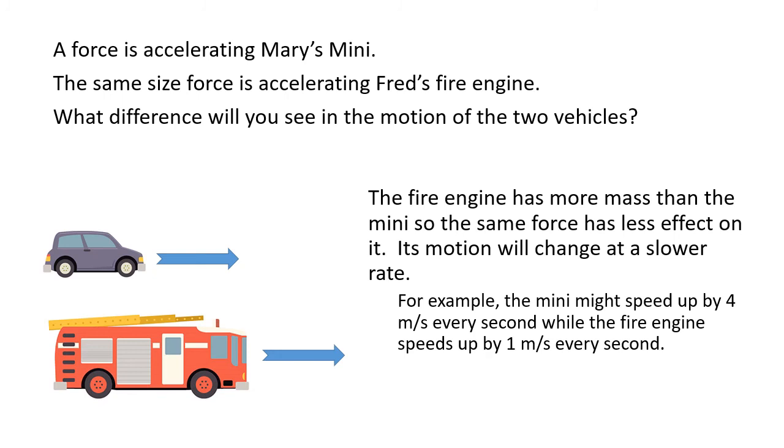So what you will see is the fire engine will speed up at a slower rate. So for example, if the Mini sped up by 4 meters a second every second, the fire engine might only get 1 meter a second faster every second. Because it is a larger mass, that same size force causes it to accelerate more slowly. Again, they will probably both end up going the same speed, whatever the speed limit is on that road. It's just that the fire engine with the larger mass will take longer to get to that speed.